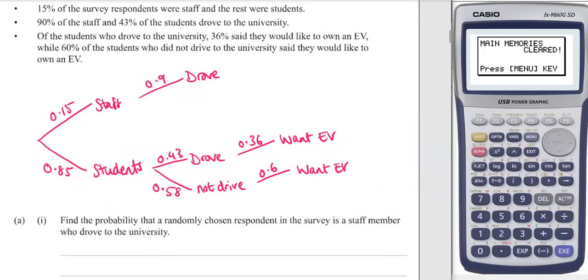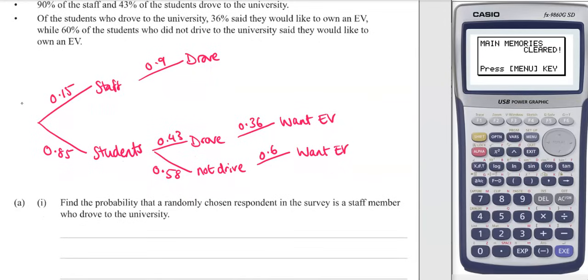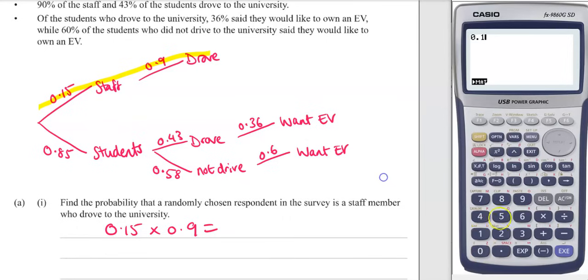Okay, now part A, find the probability that a randomly chosen respondent in the survey is a staff member who drove. So we're looking at this branch here. 0.15 times 0.9. We get 0.135.